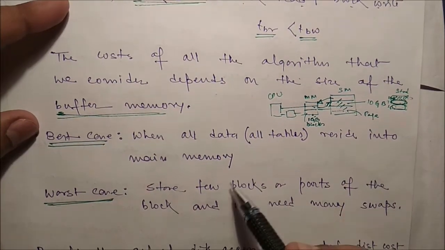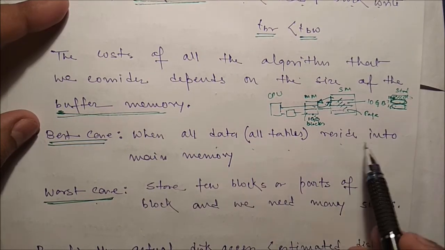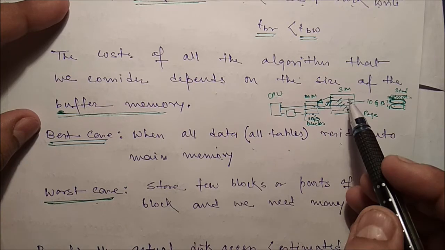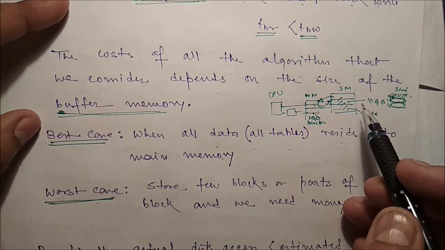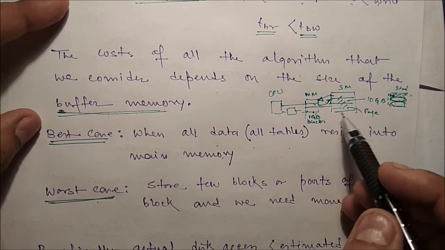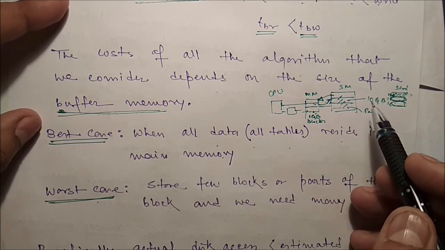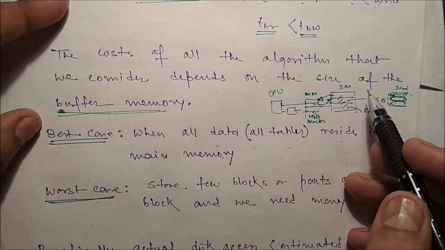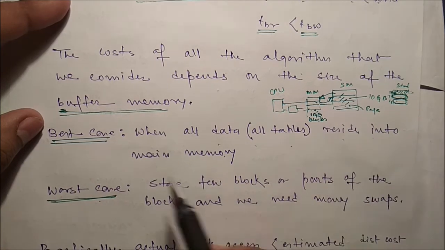So there are two cases, the best case and the worst case. When all the data, that is all the tables, reside in the main memory, say we need 3 tables and the table size is small or the memory size is very high, so that we can keep all this information in the main memory, we don't require repeated swap in and swap out. We need only one swap in and swap out, not too many times. So that is called the best case.